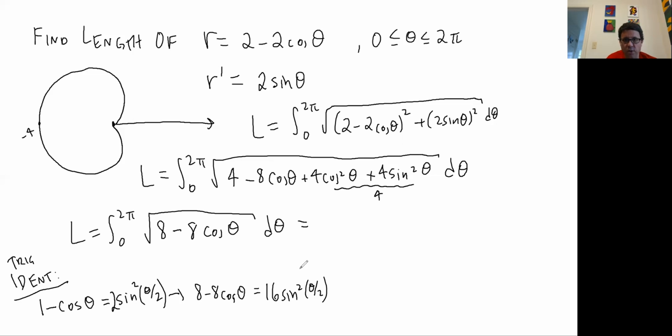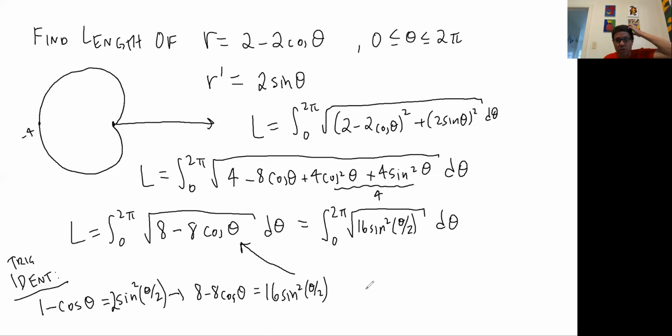And so now I can just substitute that in for my square root. So I'll get the integral from 0 to 2 pi of the square root of 16 sine squared of half of the angle. That looks a lot nicer. That definitely looks a lot nicer. It looks like the square root of a square.